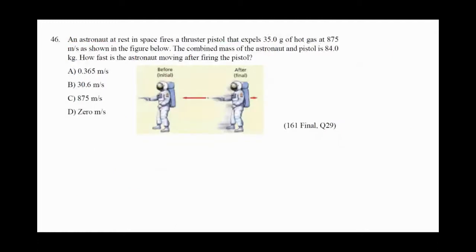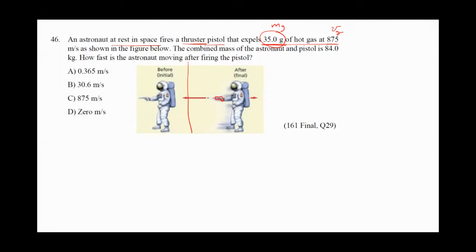An astronaut at rest in space fires a thruster pistol. So he has a pistol and it releases some gas. It expels 35 gram of hot gas. This is the mass of the gas, at a speed of 875, very high speed. This is the speed of the gas, as shown in the figure.